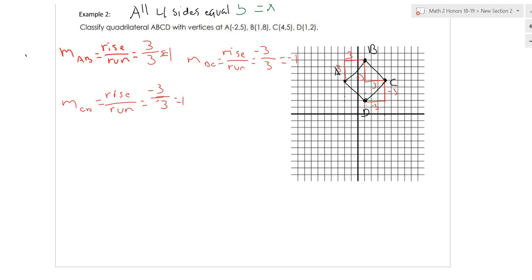A negative divided by a negative is positive. Then the slope of DA, rise over run. From D to A, I'm going to go up 3, left 3, so that's 3 over -3. Lots of 3's in here. So a positive divided by a negative is negative, and 3 divided by 3 is 1. No. Yes. Sorry. I was reading this -1 as a negative, but that's my equal sign. Positive 1.